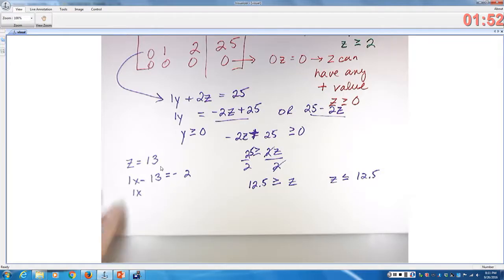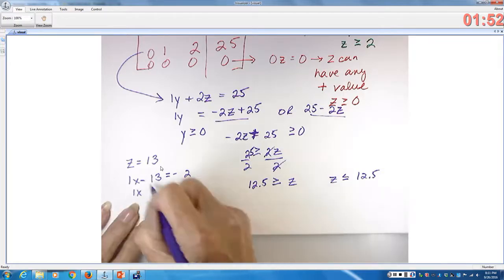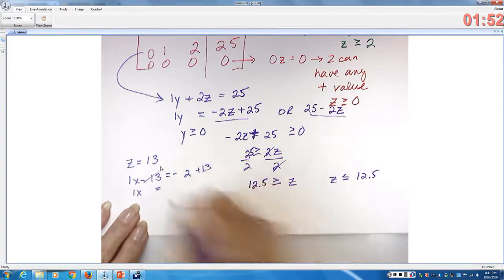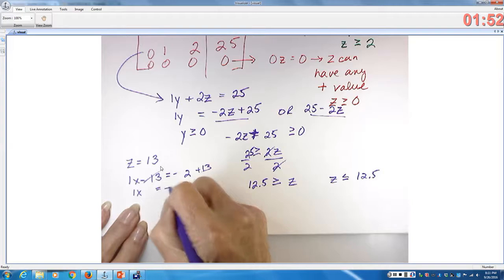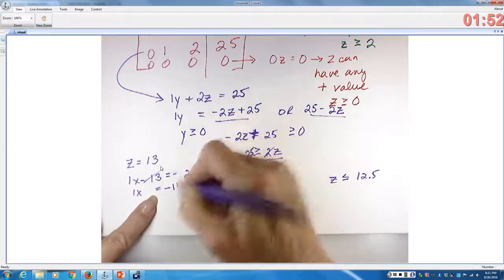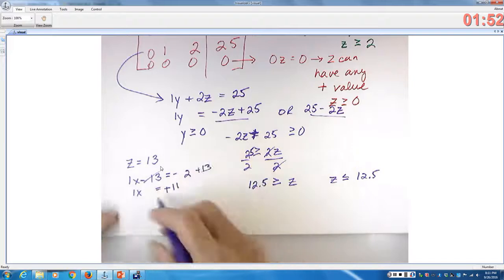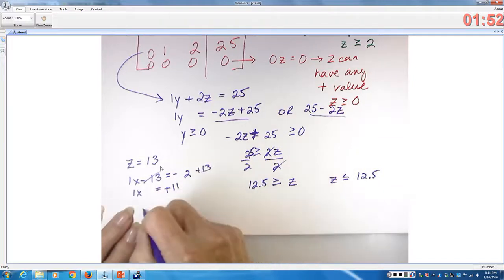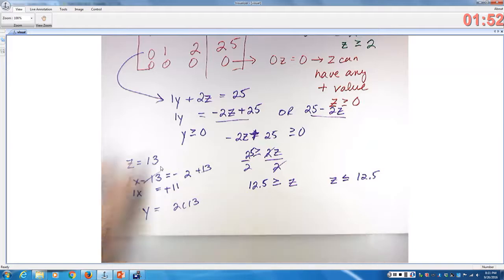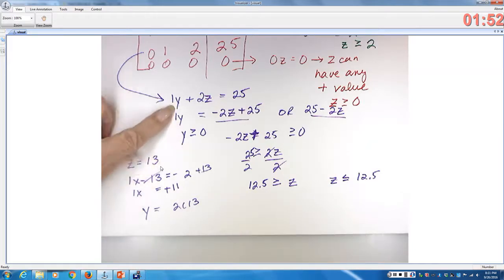Maybe it's not the x's that caused the problem. X equals, add 13 to both sides. That would be negative 11. No, it would be positive 11. But then y would be, oh, I wrote it down wrong.